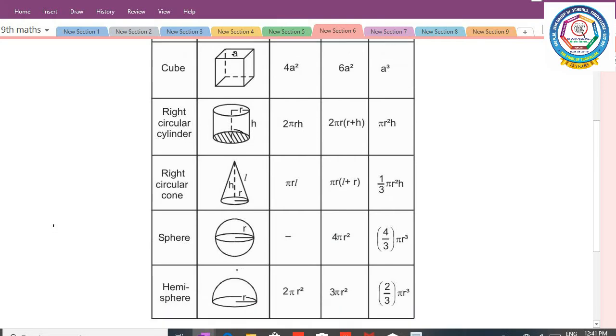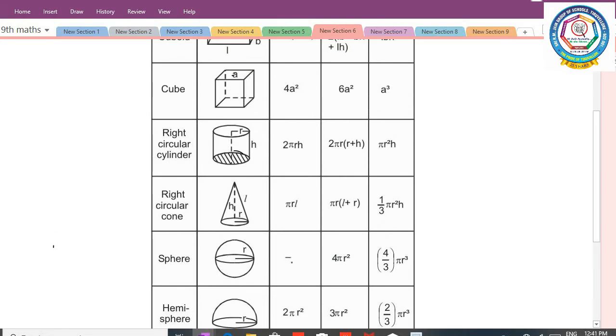Next one, the sphere. CSA will not come for a sphere because it looks like a ball. You only have to find the total surface area and volume. Total surface area is 4 pi r square. Here the height also represents only the radius. Then 4 by 3 pi r cube for volume.